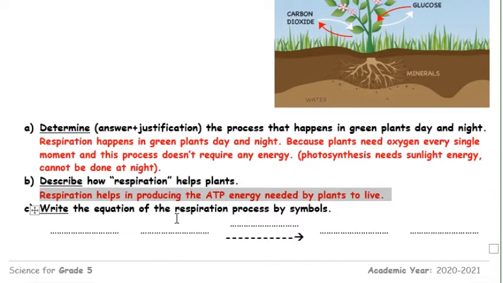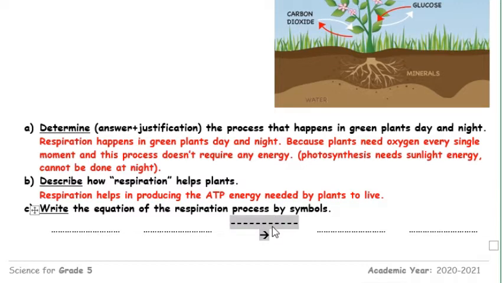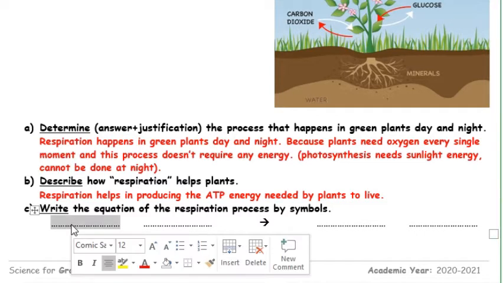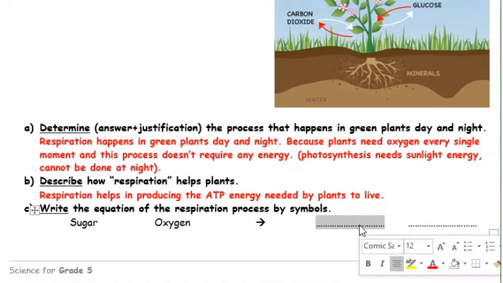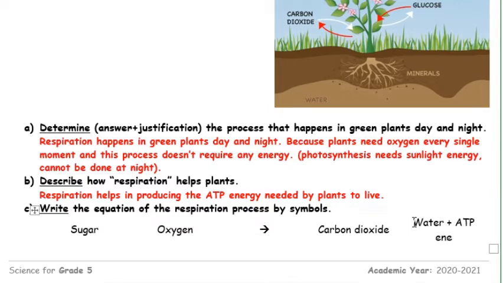What is the equation of the respiration process? I'm going to erase this one since plants do not need any energy to go through respiration. Actually, during respiration, plants combine sugar with the oxygen taken and produce carbon dioxide, water, and ATP energy.